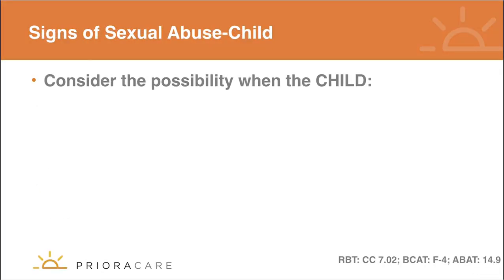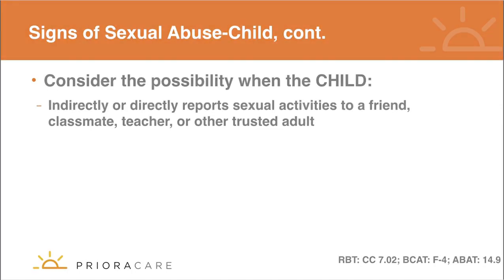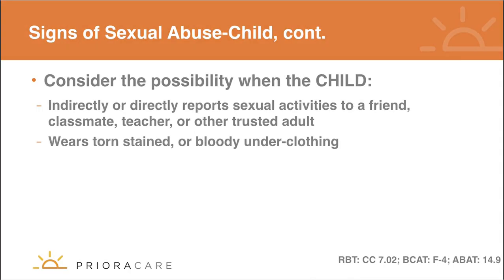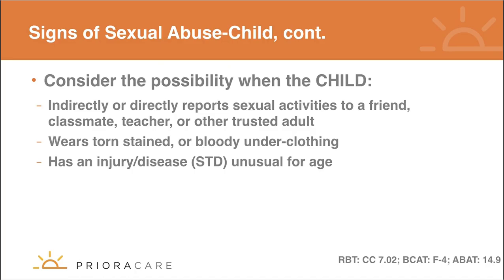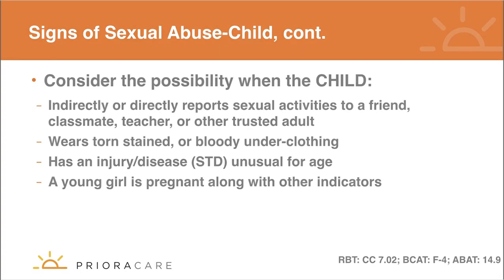You should consider the possibility of sexual abuse when the child indirectly or directly reports sexual activities to a friend, classmate, teacher, or other trusted adult, wears torn, stained, or bloody underclothing, has an injury or disease, such as a sexually transmitted disease or STD, which is unusual for his or her age, or when a young girl is pregnant, along with these other indicators.